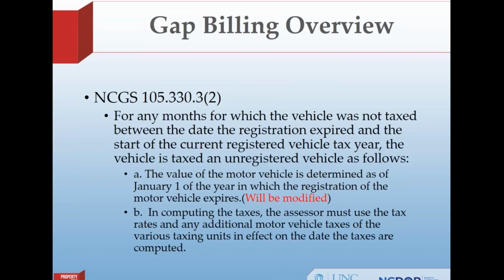So just a little overview. NCGS 105-330.2 is the gap billing part of the statute of the motor vehicle law, and it talks about for any months for which the vehicle was not taxed between the date the registration expired and the start of the current registered vehicle tax year, the vehicle is taxed as an unregistered vehicle.